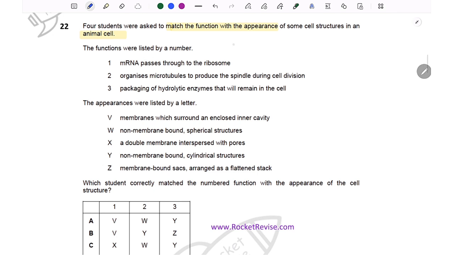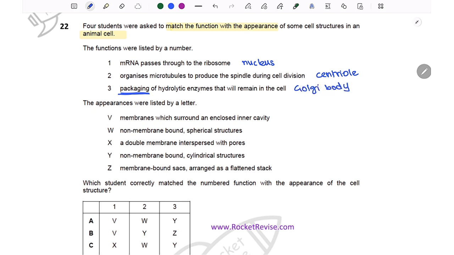The functions were listed by a number. mRNA passes through to the ribosome, that is going to be your nucleus, or the nuclear envelope to be more specific. Organizes microtubule to produce spindle during cell division, that is centriole or centrosome, you can say that. Packaging of hydrolytic enzymes that will remain in the cell. So packaging is the key word. Don't just look at hydrolytic enzymes and think of lysosome. It's packaging of that. That packaging is handled by Golgi body.